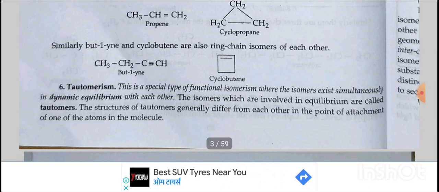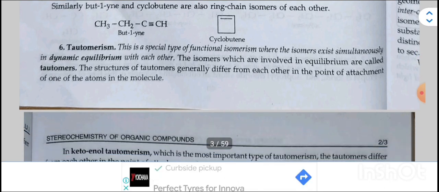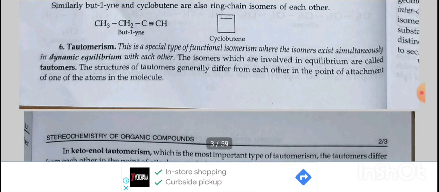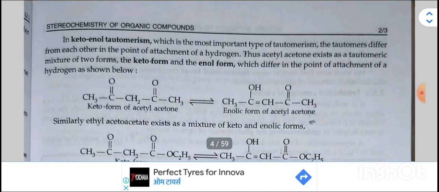Tautomerism. This is a special type of functional isomerism where the isomers exist simultaneously in dynamic equilibrium with each other. The isomers which are involved in equilibrium are called tautomers. The structures of tautomers are generally different from each other in the point of attachment of one atom in the molecule. The keto-enol tautomerism is the most important type of tautomerism. The tautomers differ from each other in point of attachment of a hydrogen.